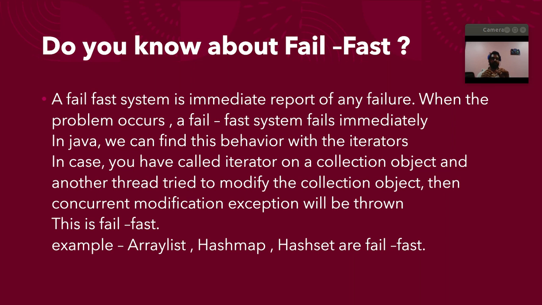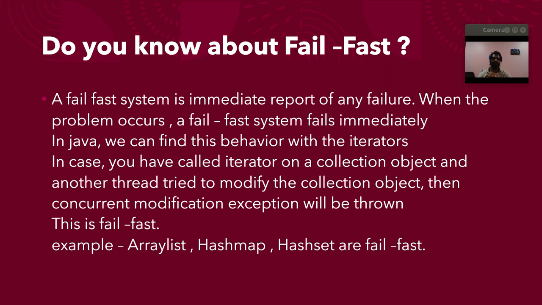So this is fail fast. When it comes to the iterator, let's say we are iterating over a collection and another thread comes and tries to modify that particular collection. Then the iterator will fail and give the exception called ConcurrentModificationException. This applies to ArrayList, HashMap, and HashSet. So these are fail fast, right?